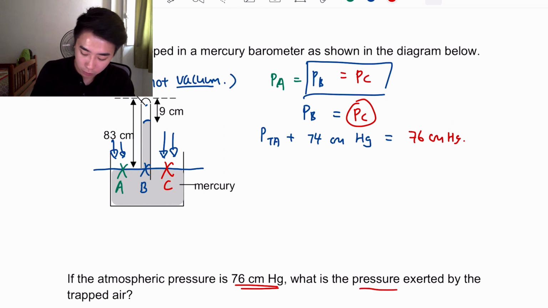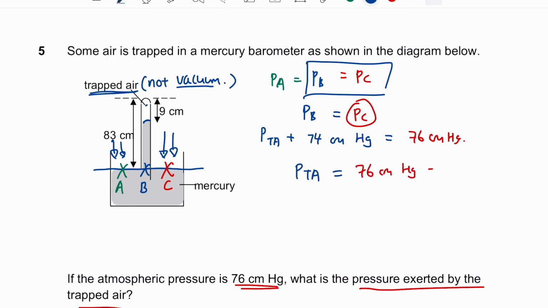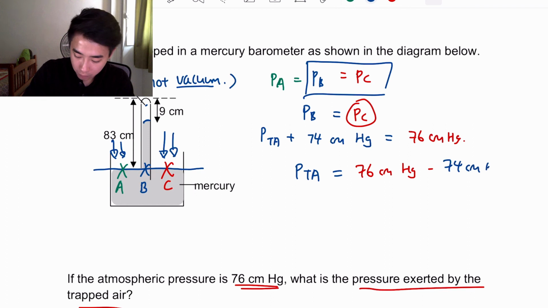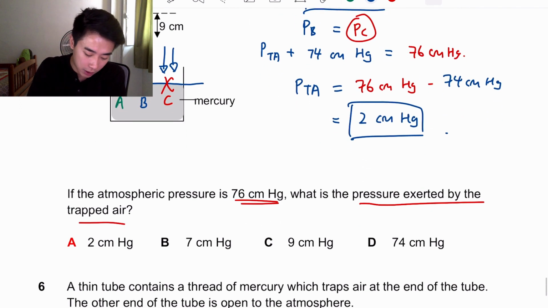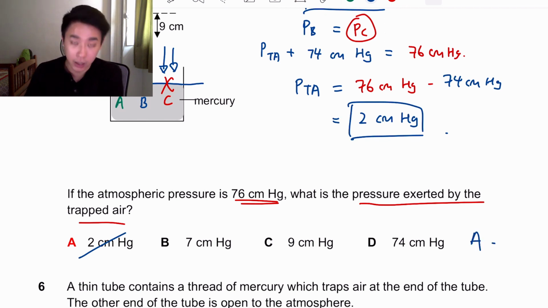Now, they ask us what is the pressure exerted by the trapped air. Well, this is a one-step question now. Pressure of trapped air will simply be 76 cm of mercury minus 74 cm of mercury, which will give us 2 cm of mercury. Now again, this is units of pressure, so I do not have to change it to SI units unless they ask me to do so. So in this case, they did not, and the answer is A.